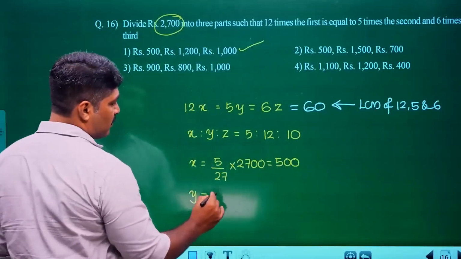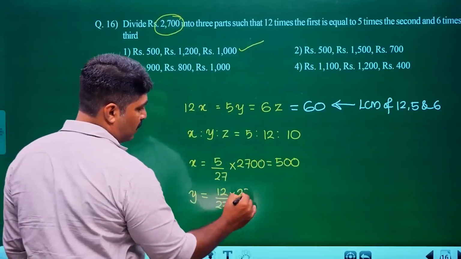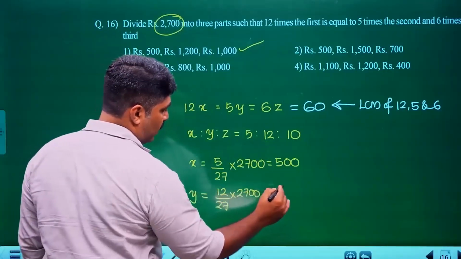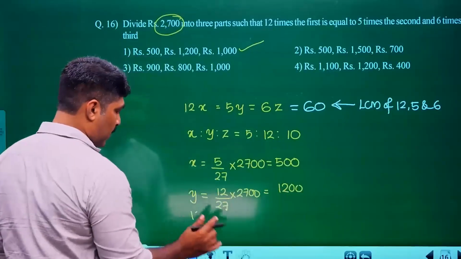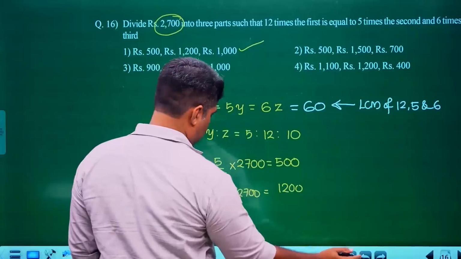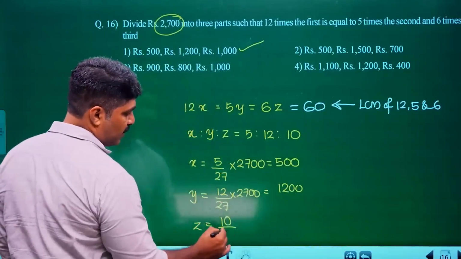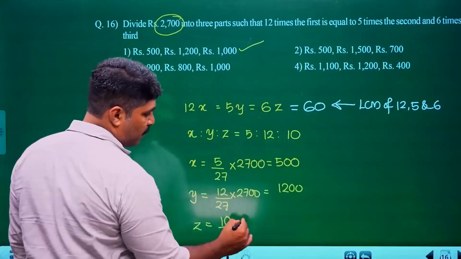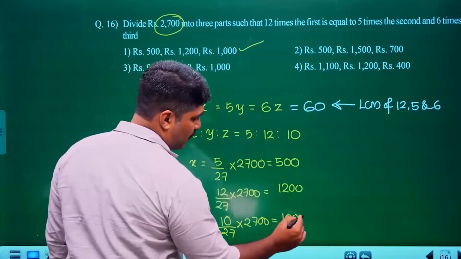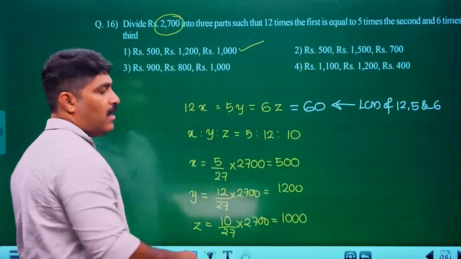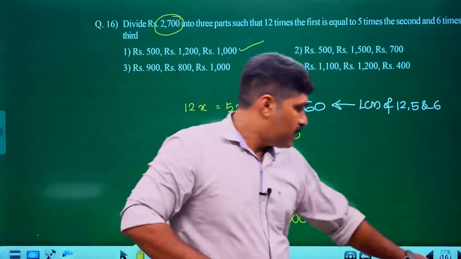Similarly, y, that is 12 by 27 into 2700. So that is 1200. The last one, that is z. So that is 10 by 27 of 2700. That is equal to 1000. So these three are three different shares. So move to the next question.